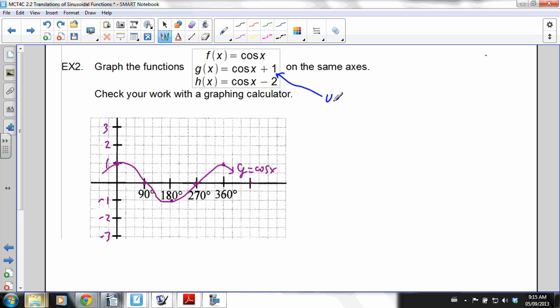And when we affect y values, it does exactly what you think. This is just going to move it up one. Up one. Up one. Up one. Up one. Up one. And this is y equals cos x plus 1. Keep going, keep going.